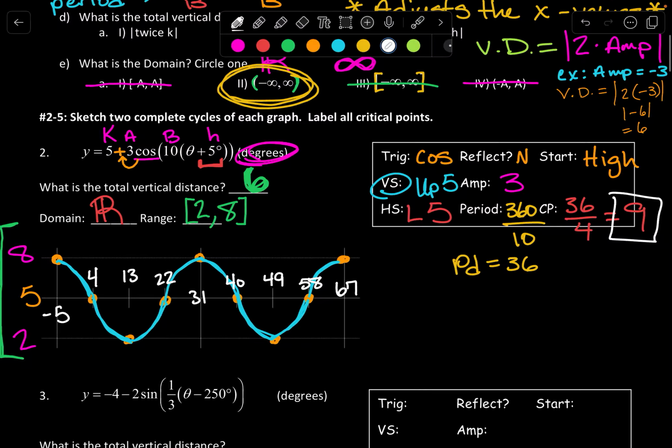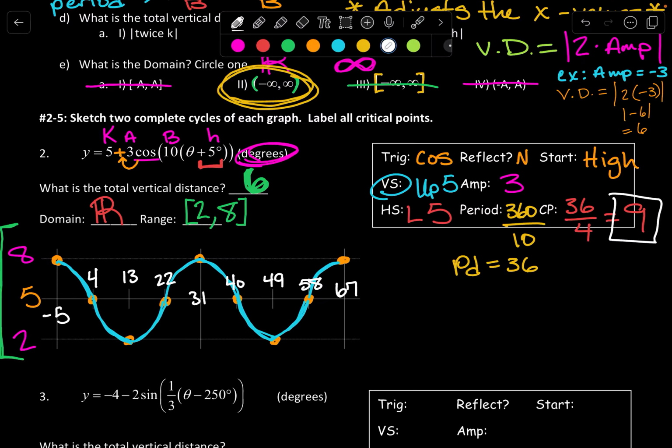Now we have everything marked, every critical point is labeled, everything on our y, everything on our x. So we're done with this question. You'll do this exact same process on 3, 4, and 5. I'll still work them. I'm just going to work them a little quicker.